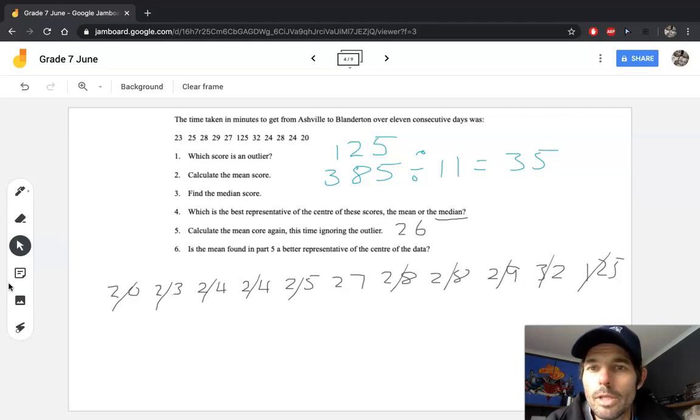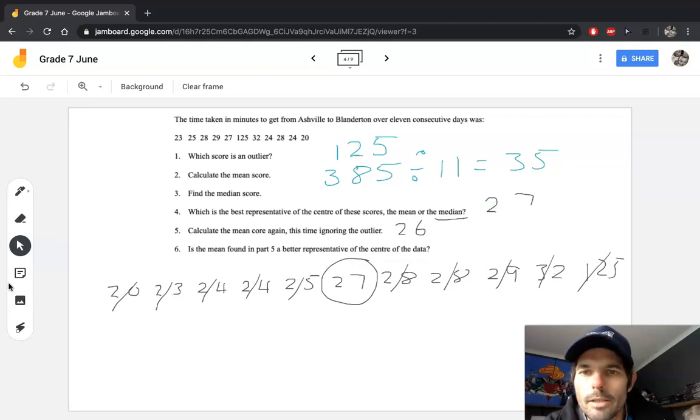So number one, which score is the outlier? And I'm sure you can all identify that 125 is quite far away from all of the other entries. So your outlier would be 125. The mean score, if you added up all those numbers, you'd get 385. And there are 11 of them. So 385 divided by 11 would be 35. Your median score, and you can see I've already listed the numbers in ascending order, which was the first thing that we should have done. And then I've crossed off the numbers until I got to the middle number of 27. So your median score there is going to be 27.